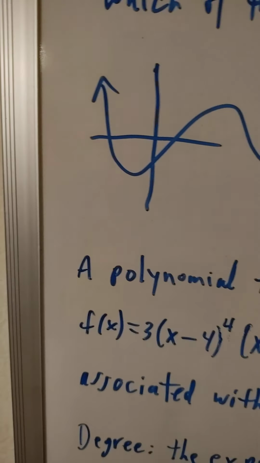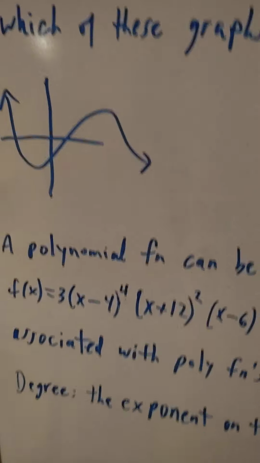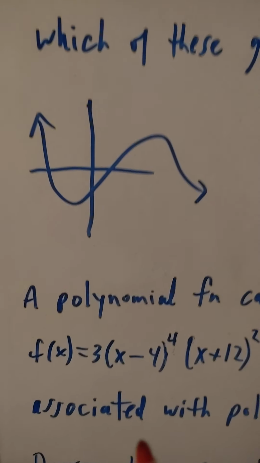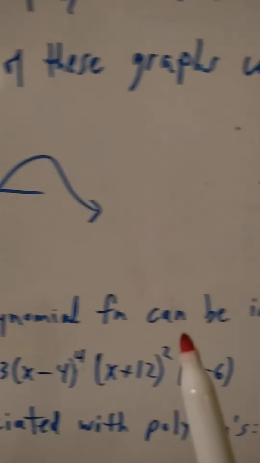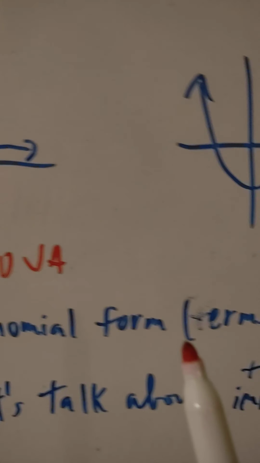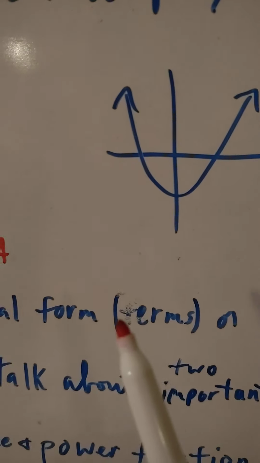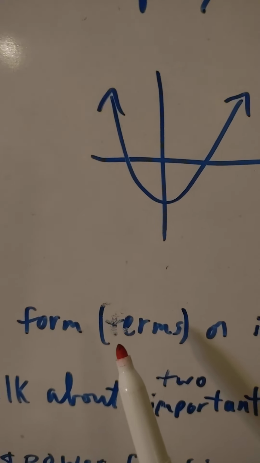Okay, let's continue our chat with polynomial functions. We're just going to do a warm-up. More will be coming later. Okay, so a polynomial function can be in polynomial form. In other words, having a bunch of terms. I erased that t accidentally.